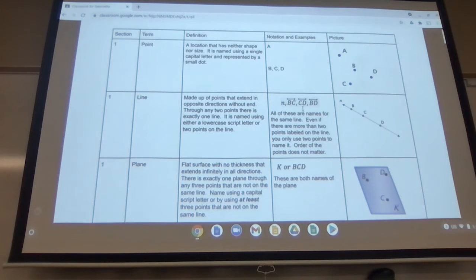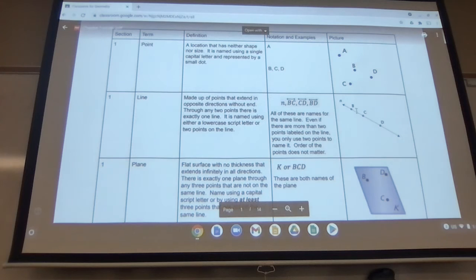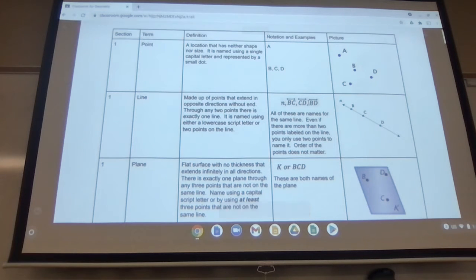Here's the symbol for line CD. You could also call it line BD because points B and D are on the line. Let's get the symbol above it. And then sometimes next to the line, they'll have a lowercase letter. If they do that, then you've got a shortcut way of doing it. You can call it line N. Those are your ways of naming the line.